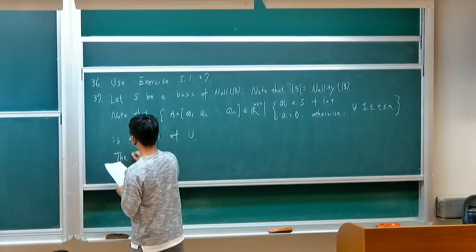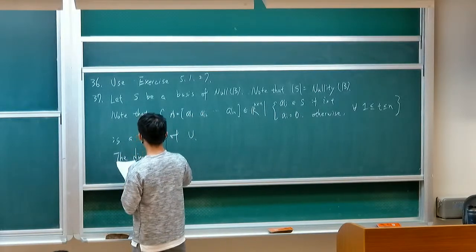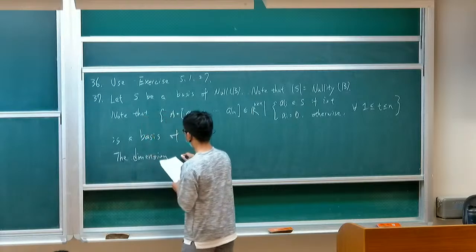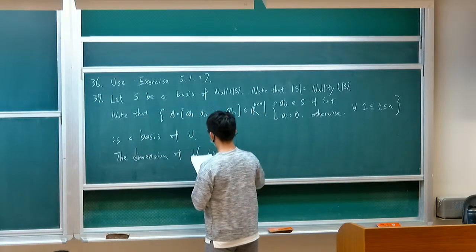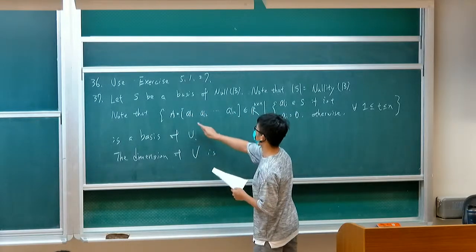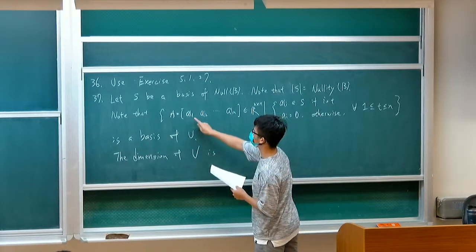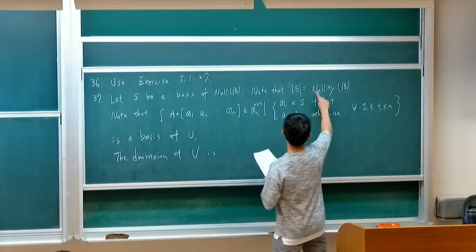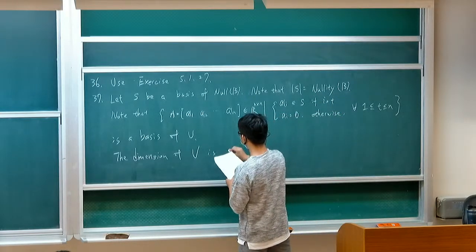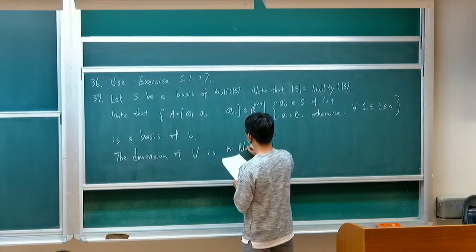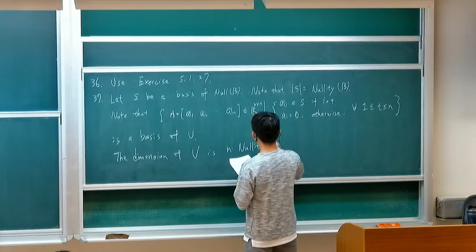Then the dimension of V is, since there are m columns and each column has this many options, m times the nullity of B.